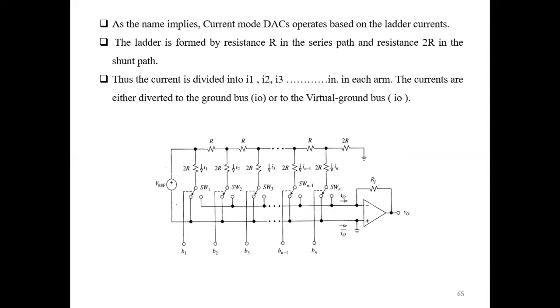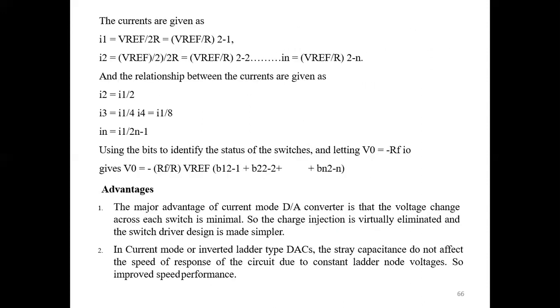The ladder is formed by resistance R in the series path and resistance 2R in the shunt path. Thus, the current is divided into I1, I2, I3, up to each R. The currents are either diverted to the ground bus IO or the virtual ground IO. That means we are connecting the input to the non-inverting terminal. So inverted means here connecting the R network, that is the resistor network, with the non-inverting terminal.